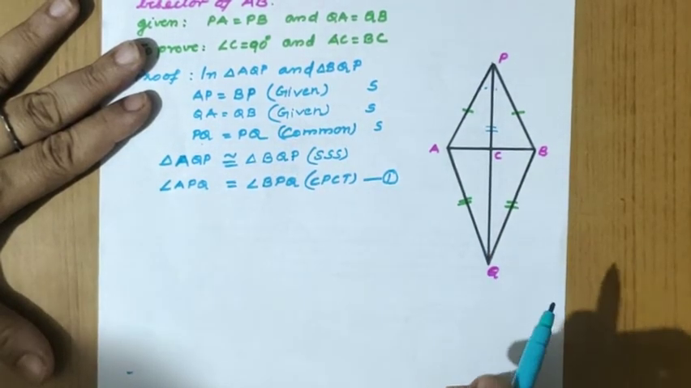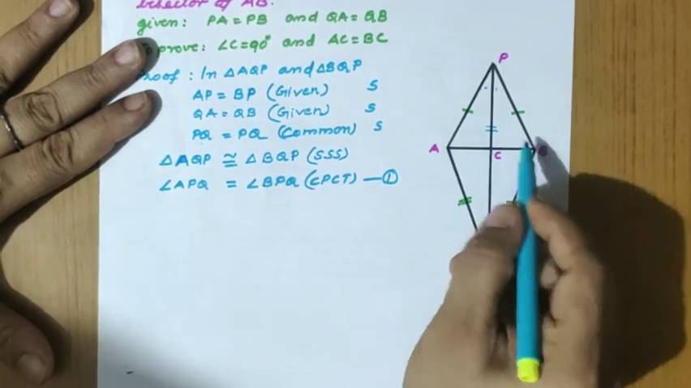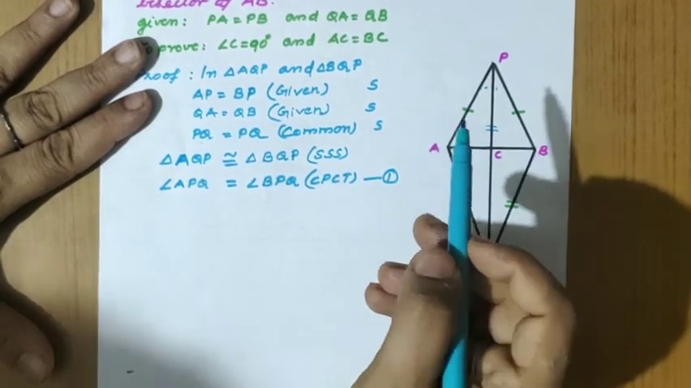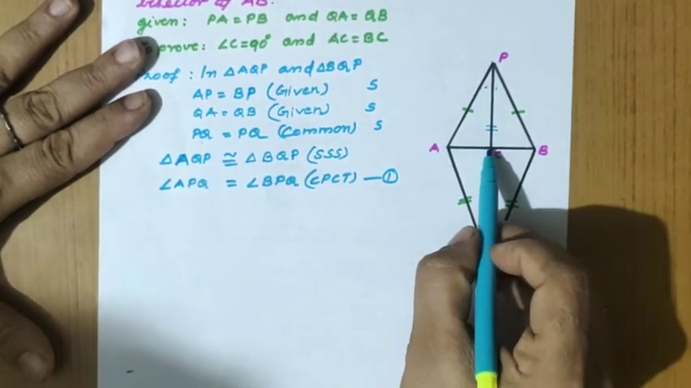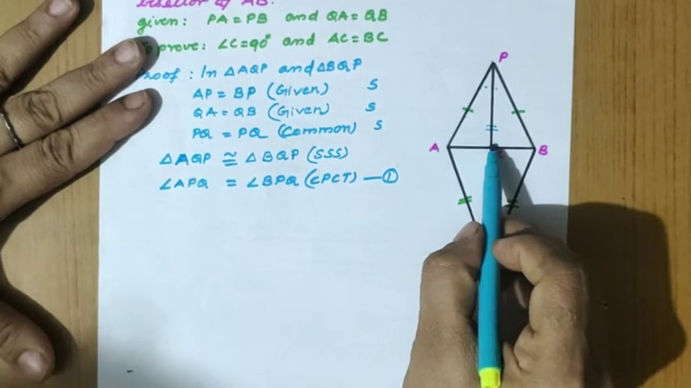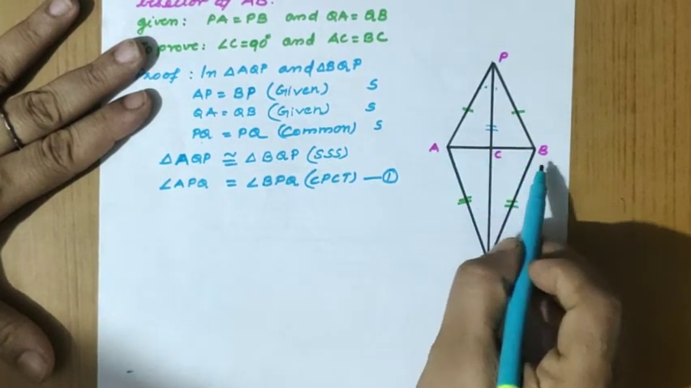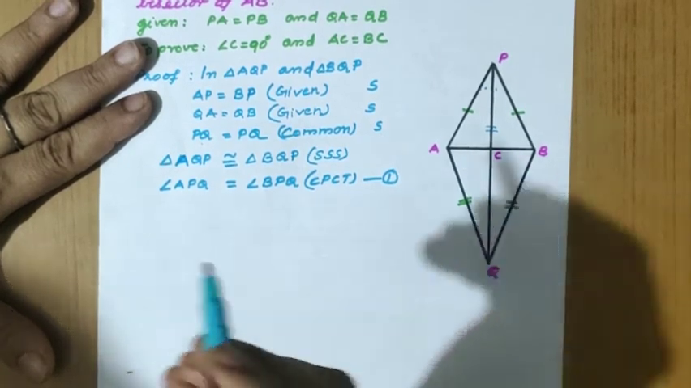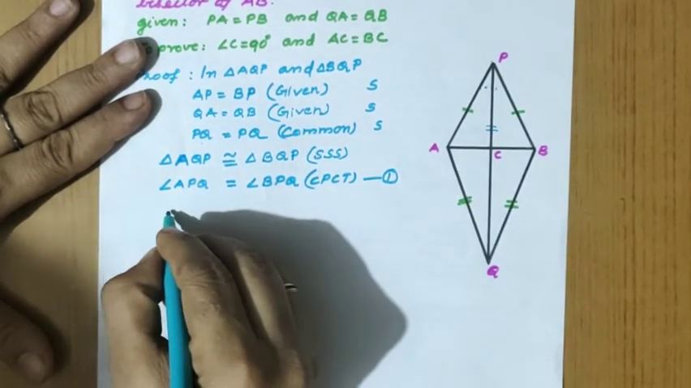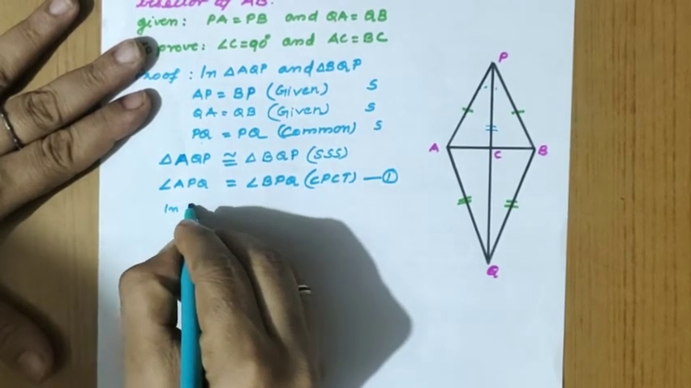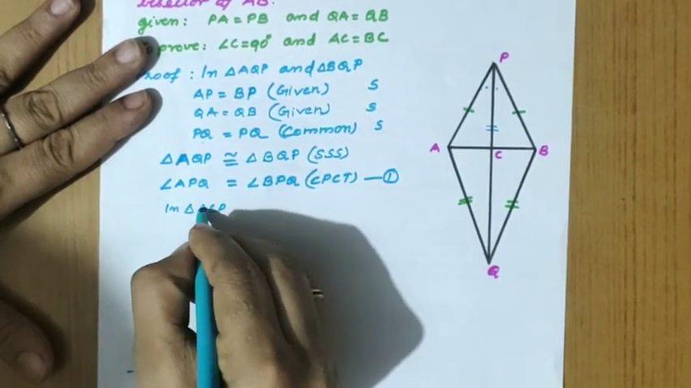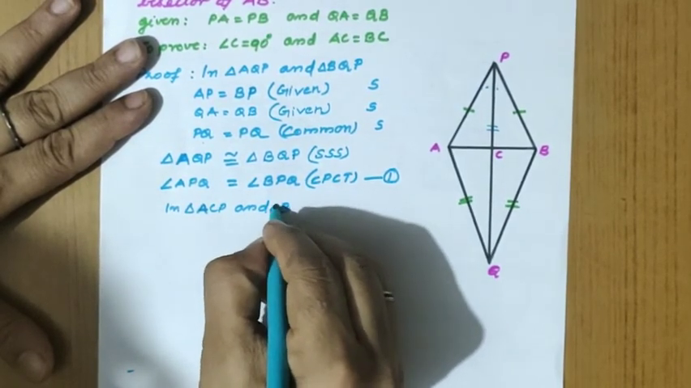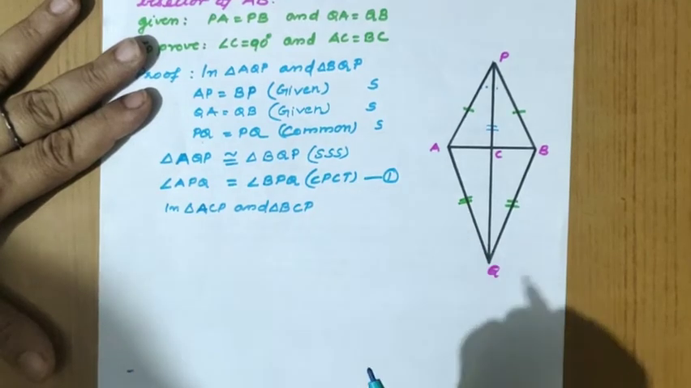Now for the second part of the proof, we have to take the triangles ACP and BCP, because the question asks us to prove that PQ is a perpendicular bisector of AB. So we should get angle C as well as AC equal to BC. So the second step is that ACP and BCP are the two triangles we have to consider. I'll write here, in triangle ACP and triangle BCP, what are the equal sides?